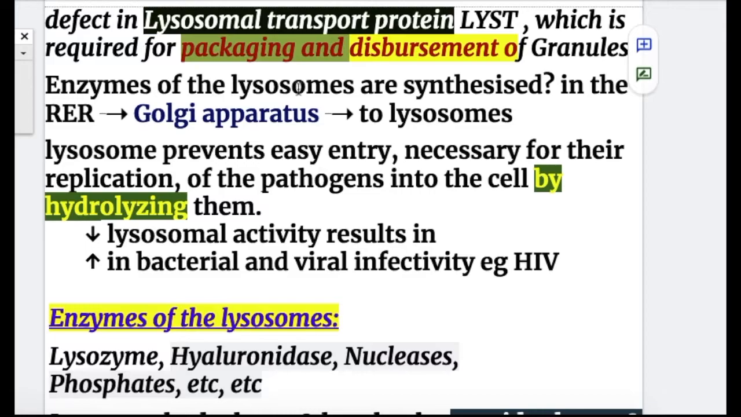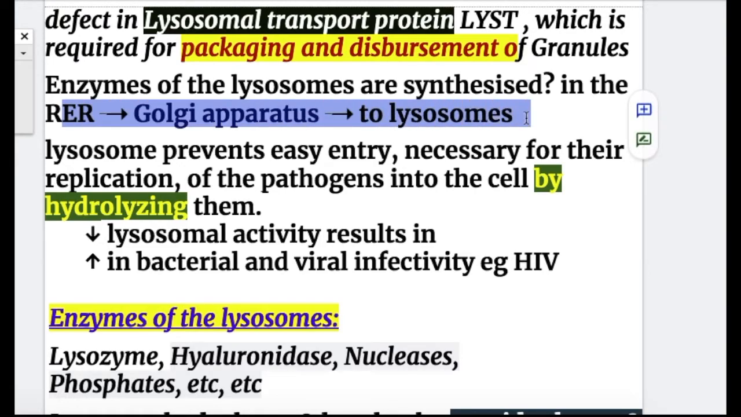granules. So the enzymes of the lysosomes. Where are the enzymes after lysosomes are synthesized? They are synthesized in the rough endoplasmic reticulum. From there they migrate to the Golgi apparatus and from there to the lysosomes. So the lysosomal enzymes come from the rough endoplasmic reticulum.